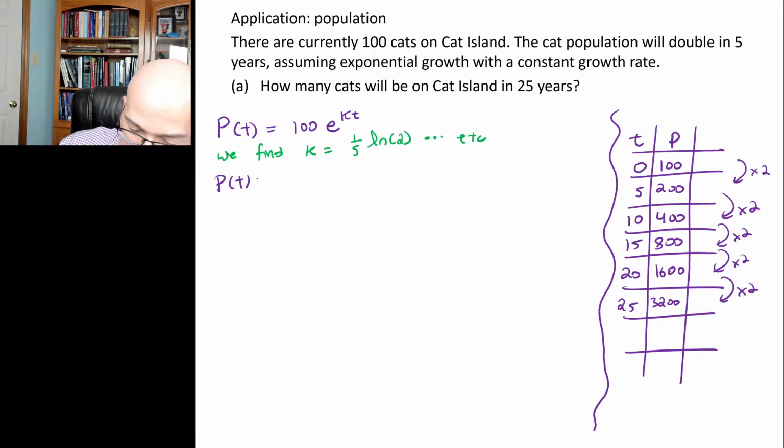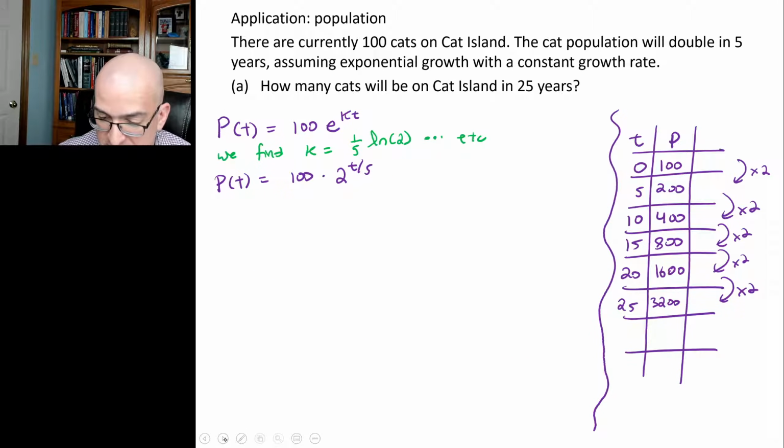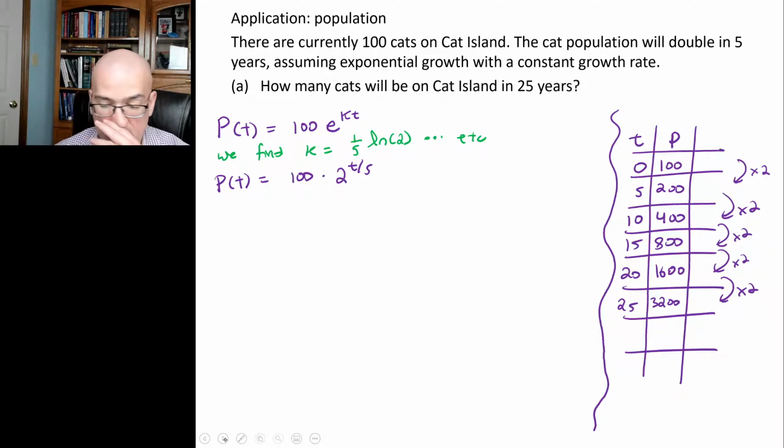We already did this. 100 times 2 to the t over 5. Right? That's the model we had over here. It's the same data we have except for the final part of the question. Bacteria, cats, math doesn't care. If it's an exponential growth model, exponential growth type situation, then it doesn't matter what the organism is.